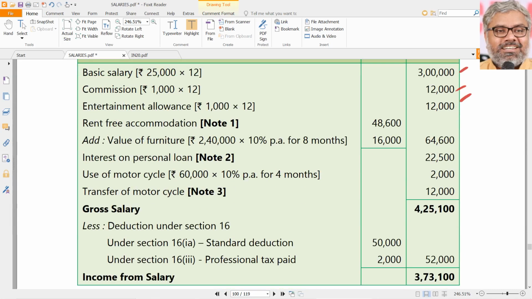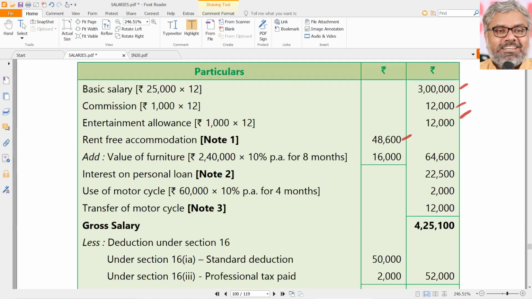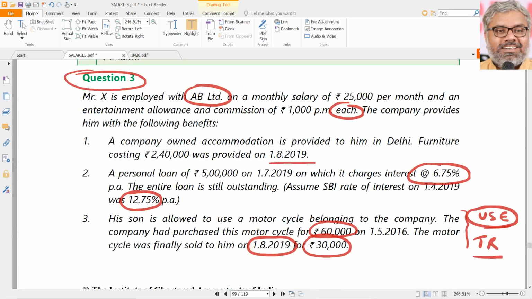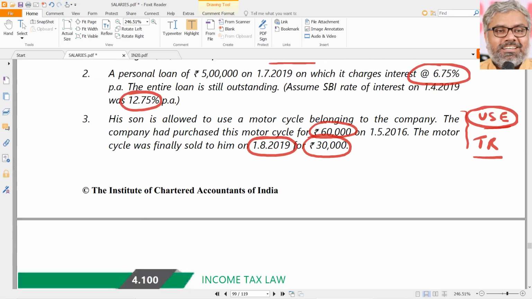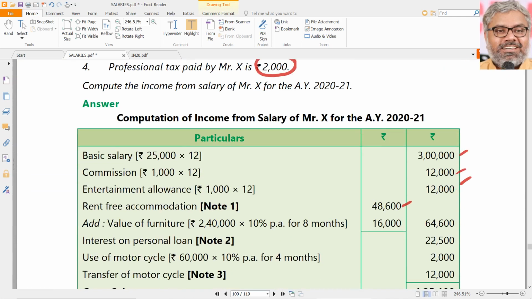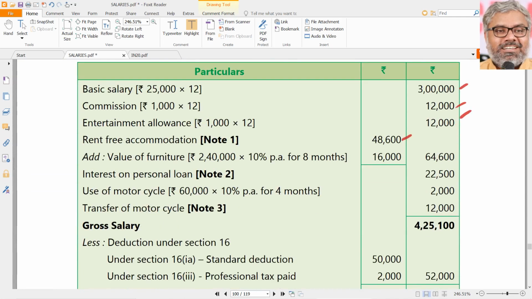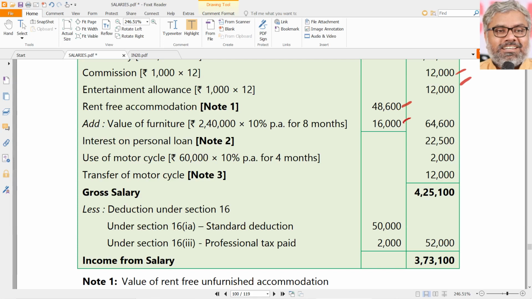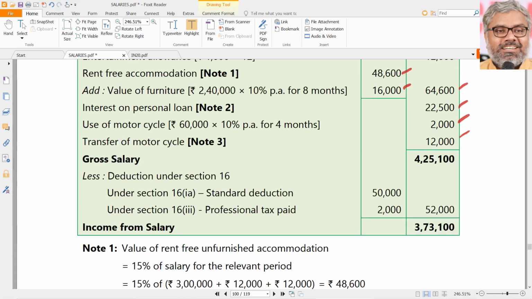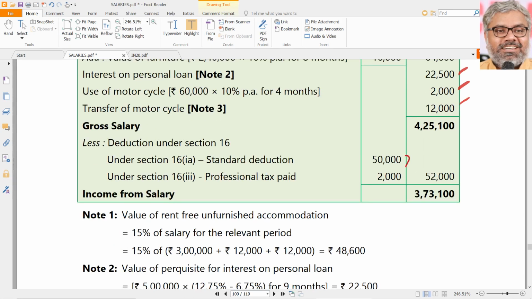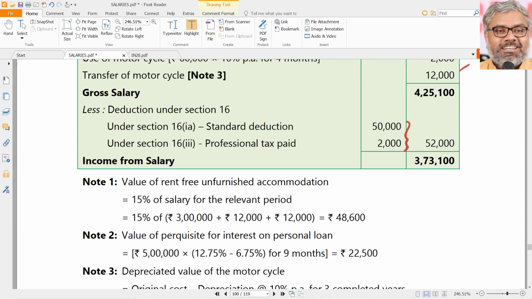Then rent-free accommodation calculation is the key. What is salary for this purpose you have to take, and take according to the situation, because the accommodation is provided where? Delhi. Means definitely a population of more than 25 lakhs, which means 15% of salary you have to take. But what is salary? You have to calculate. Then adding the value of furniture to that, we get value of rent-free furnished accommodation. Interest on personal loan, already what we calculated, same thing, 22,500. Use of motorcycle, 2,000. Transfer of motorcycle, 12,000. Adding all of them, gross salary. From that, deduct 16(ia) and 16(iii). You get the taxable salary. Do this one.